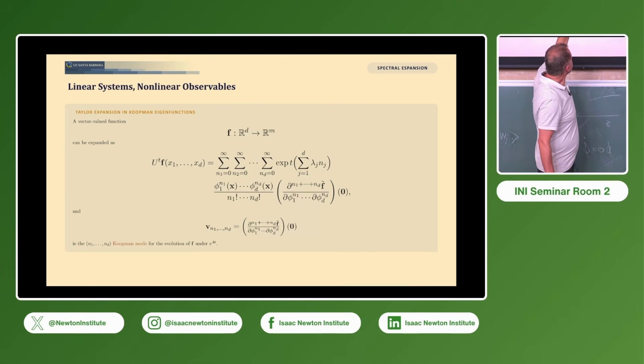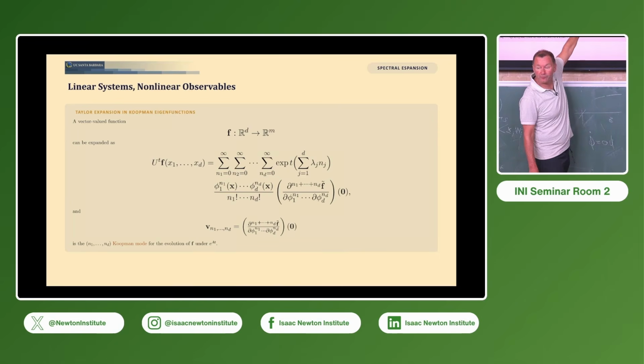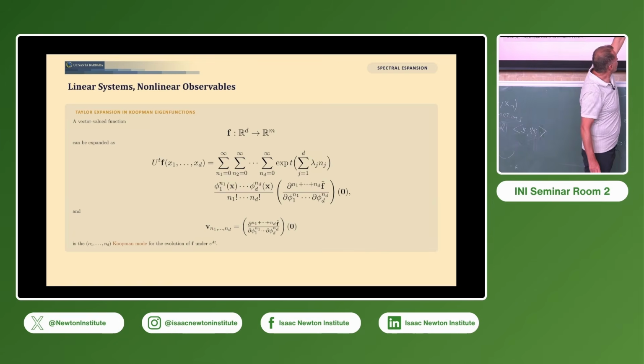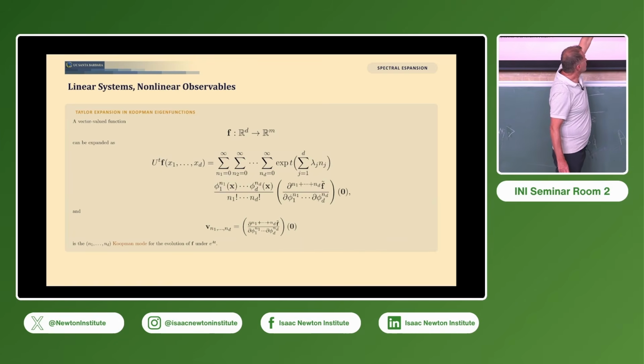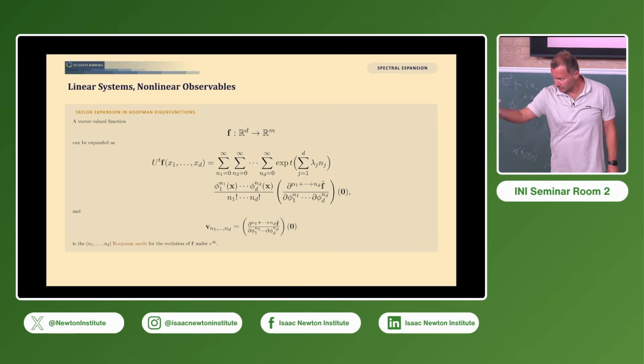You have your solution, and here it is. The solution is the expansion over all the indices, n1 to nd, of products of eigenfunctions, of principal eigenfunctions, yes? Eigenvalues are sums over integers of your principal eigenvalues. This is a nonlinear observable in a linear system.